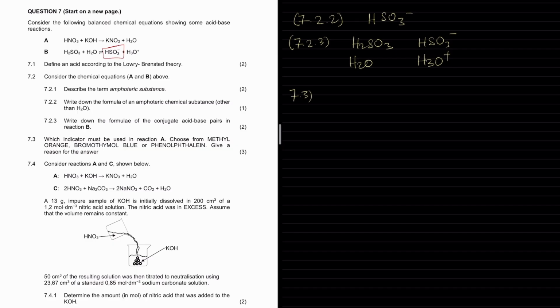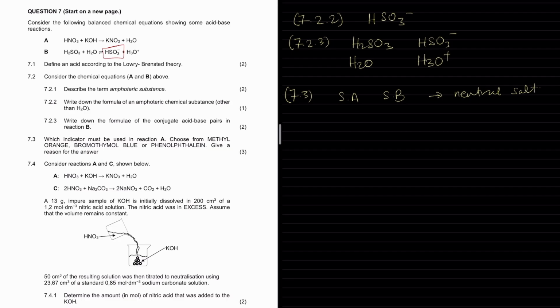So 7.3, which indicator must be used in reaction A? Choose from methyl orange, bromothymol blue, or phenolphthalein. Give a reason for your answer. So if you look at reaction A, you can see that you have HNO3, which is a strong acid. You have KOH, which is a strong base. And so the salt will be a neutral salt.